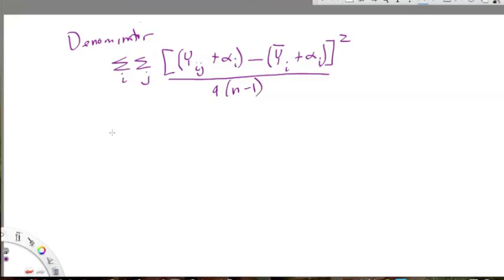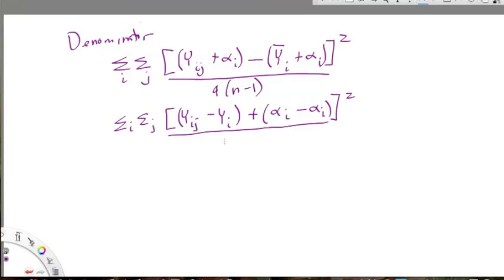And then we can simplify that a little bit, rearranging terms: summation of i, summation of j of y_ij minus y bar i, plus alpha i minus alpha i, look at that, all squared over a times n minus 1.